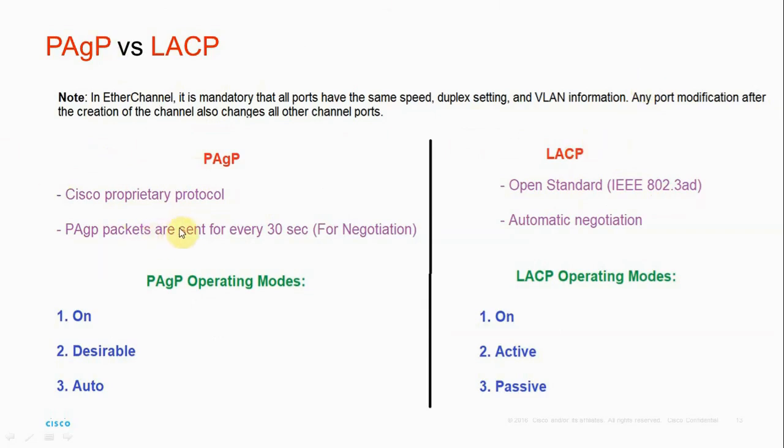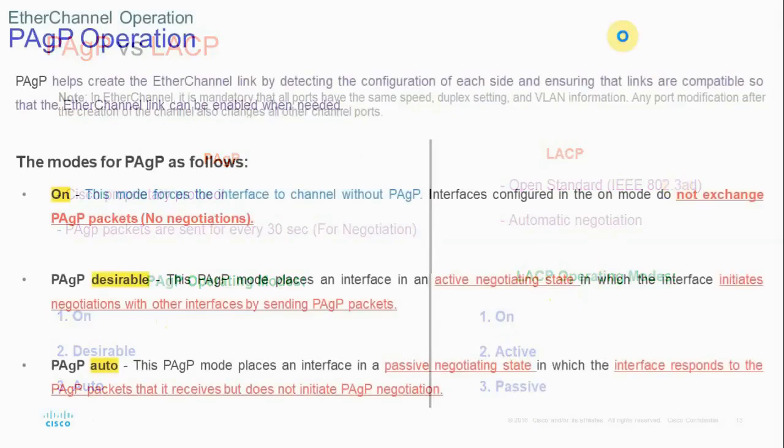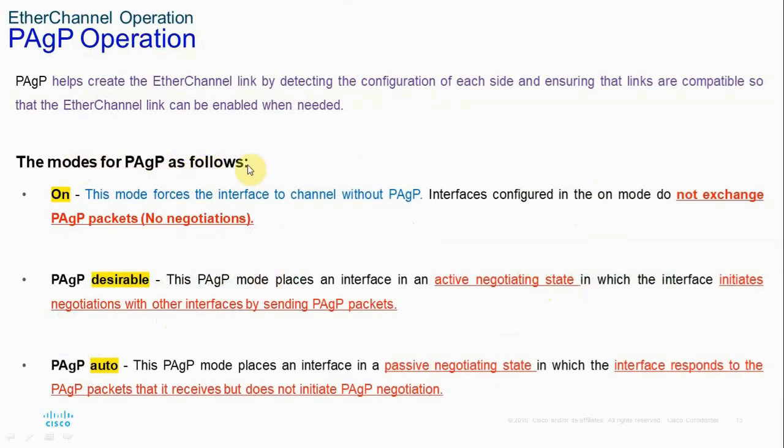Then PAgP packets are sent every 30 seconds for negotiation. Here negotiation happens, so one link has to ask the other whether you are ready to form the EtherChannel. So this is negotiation, right? For that, PAgP packets are sent every 30 seconds. Here it is automatic negotiation, and the operating modes are on, desirable, auto. So both sides of the link should be either on, desirable, or auto. For LACP operating modes, both sides of the link should be on, active, or passive. We'll see those modes. So the modes for PAgP are as follows.